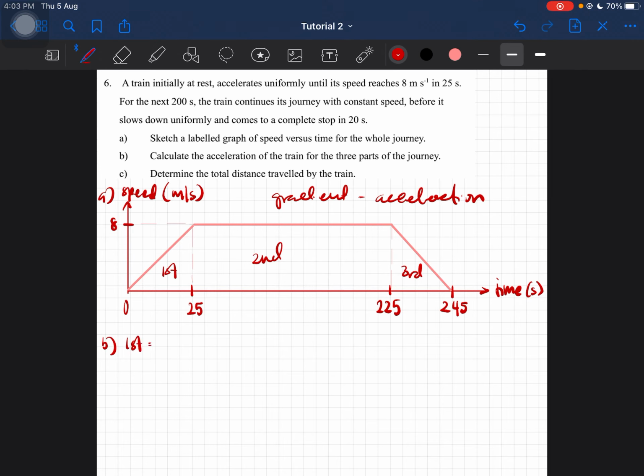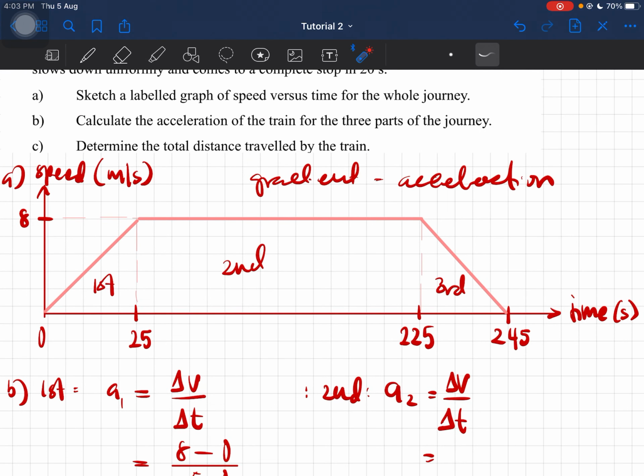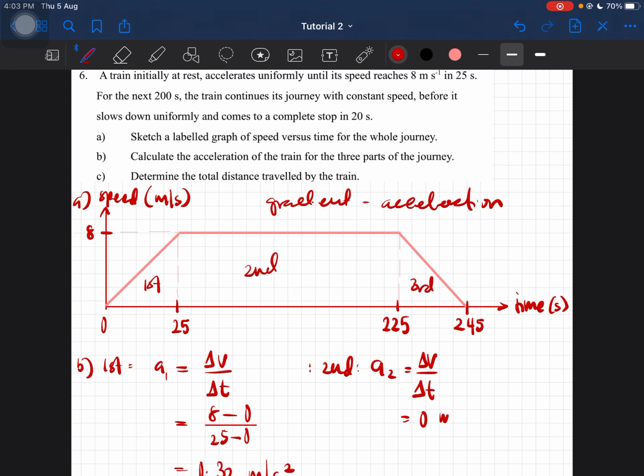So the first part, we can find that the acceleration, I put a1, is delta v over delta t. So it is 8 minus 0 over 25 minus 0. So you'll then get 0.32 meters per second squared to be the acceleration. And then for the second part, a2, it is again delta v over delta t, but we know that this is a constant velocity. So constant velocity means acceleration is 0, and you can see the gradient is 0 at this second part, so 0.